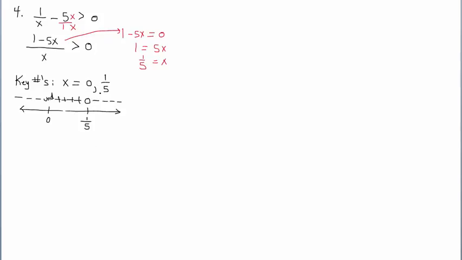Alright, we're ready to report our answer. This isn't your answer right here. We need to go back and choose which values give us a positive answer. Well, that's going to fall between 0 and 1/5 because I have all those positive signs above the numbers that fall between 0 and 1/5. So that's your solution.